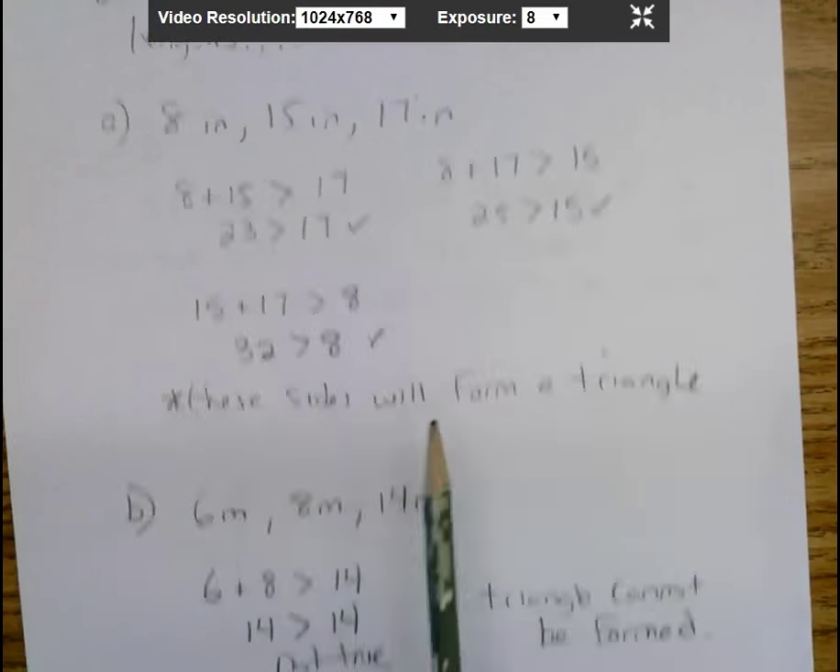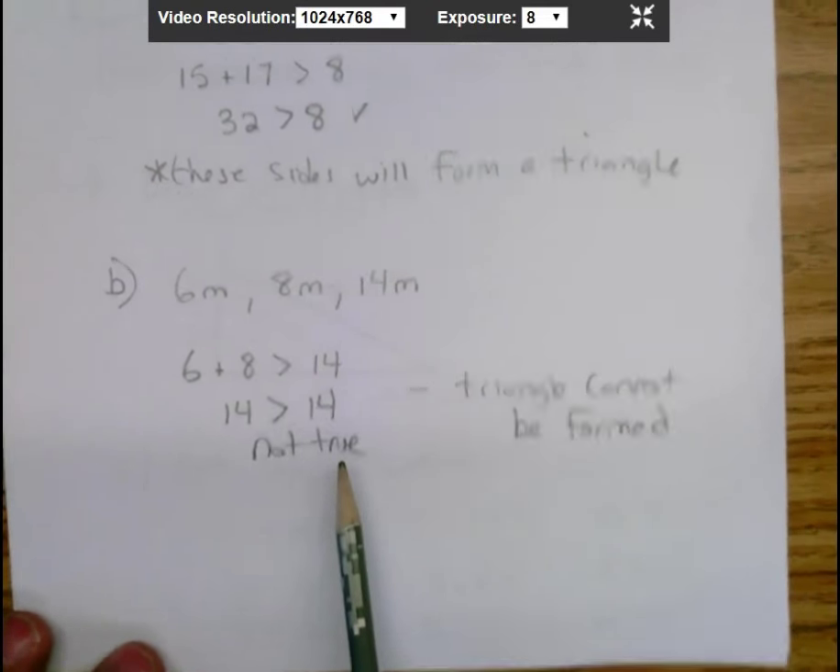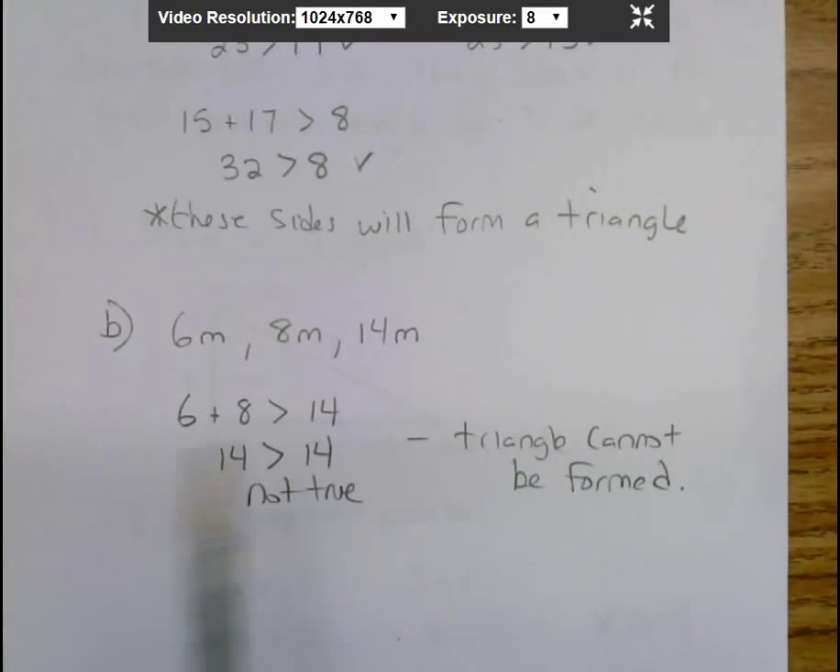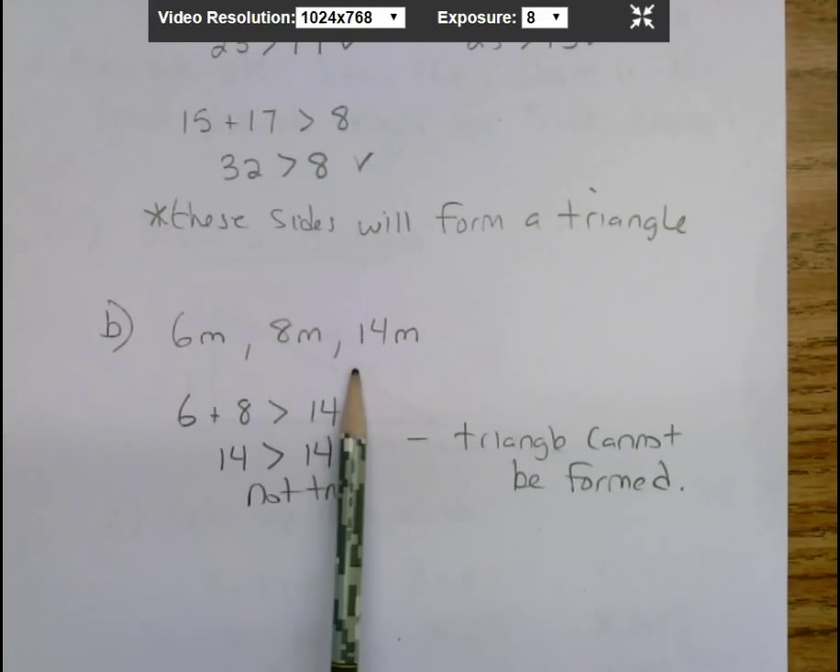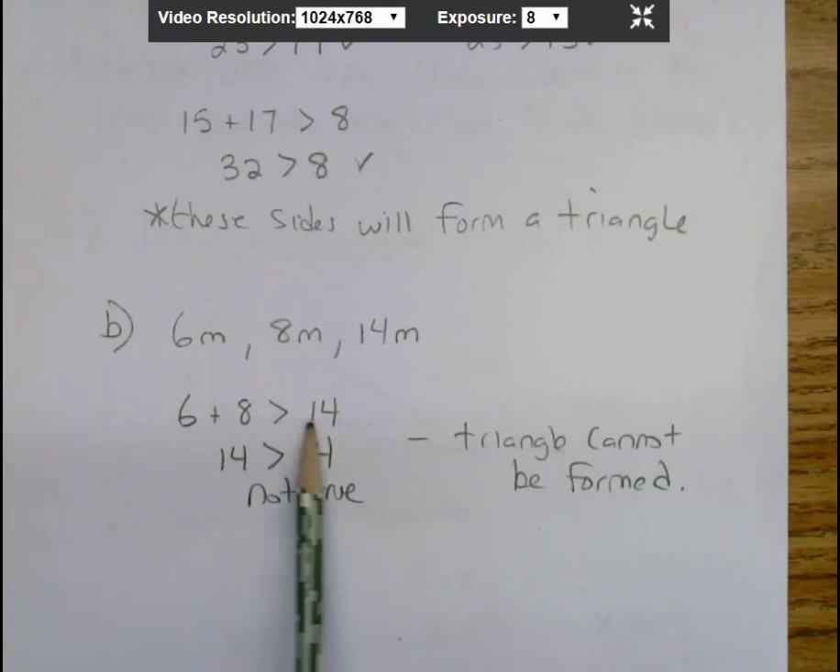That's one example. So what about when it doesn't work? Let's check it out. Here we have 6 and 8 and 14. You might see right away an obvious problem. 6 plus 8 is greater than 14? 14 is not greater than 14. It's not true. So these three sides cannot form a triangle. That's kind of how you do it, kind of basic.